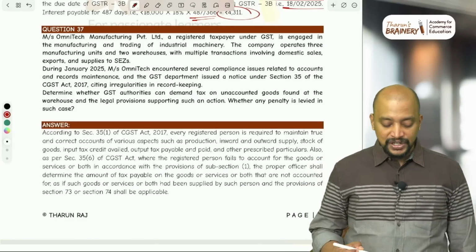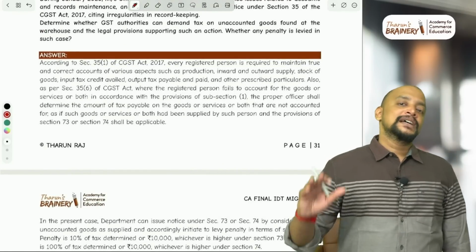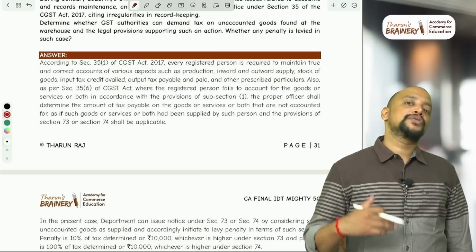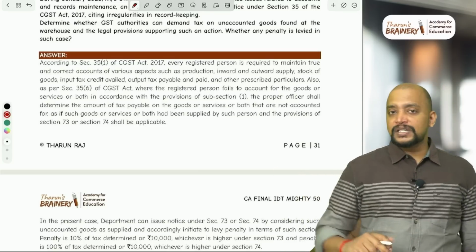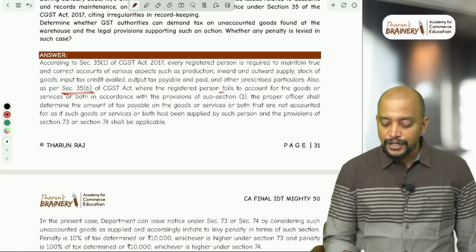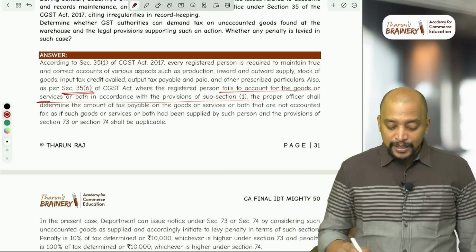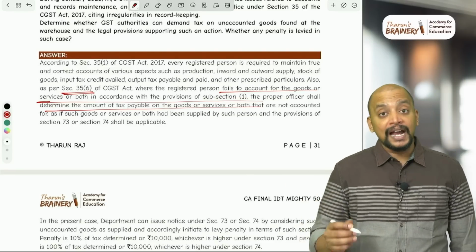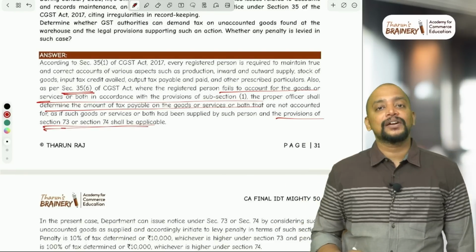First of all, as per section 35 subsection 1, every registered person is required to maintain certain accounts and records in their principal place of business, and accounts and records pertaining to additional places in every additional place of business. And there is one more provision, section 35 subsection 6, where the registered person failed to account for the goods or service in accordance with the provisions of subsection 1, the proper officer shall determine the amount of tax payable and invoke the provisions of section 73-74 recovery. Got it?